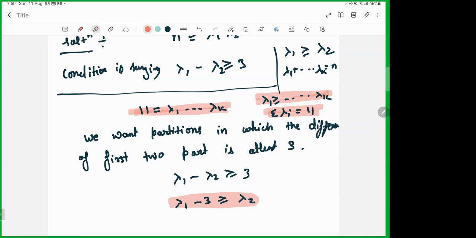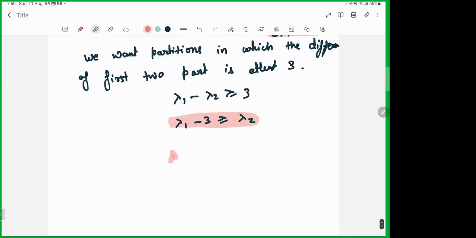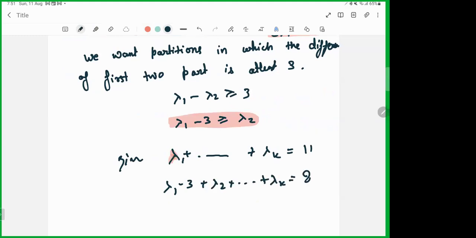Lambda 1 minus 3 is greater than lambda 2 and summation of lambda i is 11. So if I am doing summation of lambda 1 minus 3 plus lambda 2, that will be what? Tell me. See, the partition we consider is given, na? Lambda 1 plus lambda 2 up to lambda k is 11. Now if you consider lambda 1 minus 3 plus lambda 2 and so on plus lambda k, this will be 8, na. This will be 8, correct?